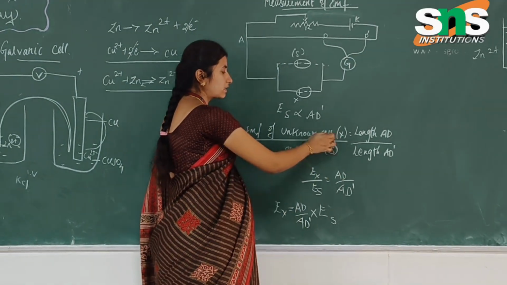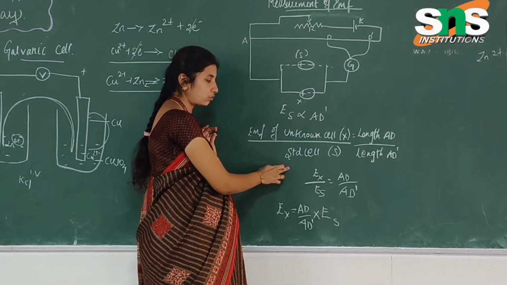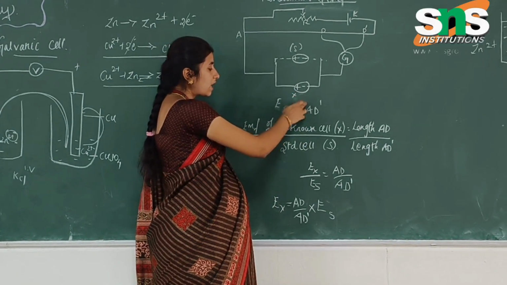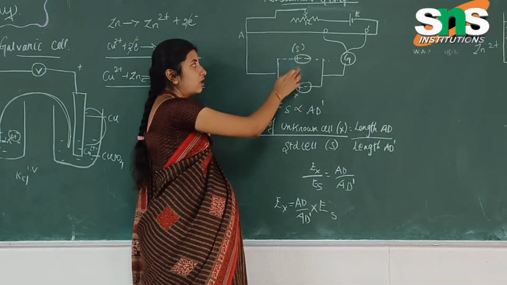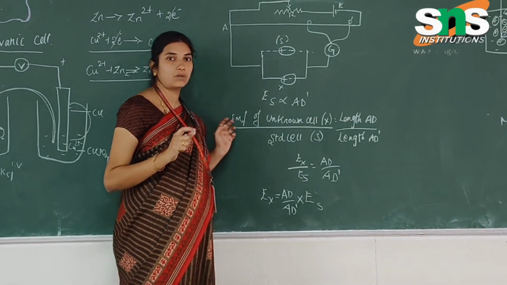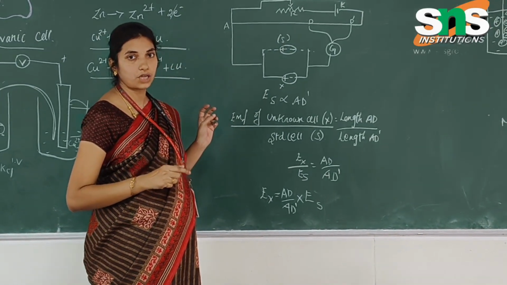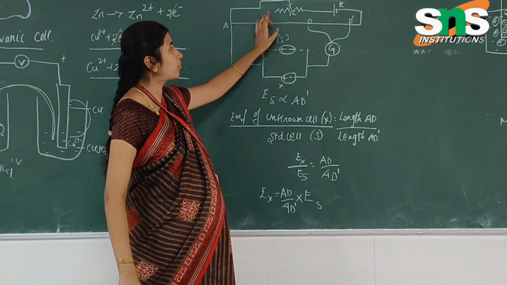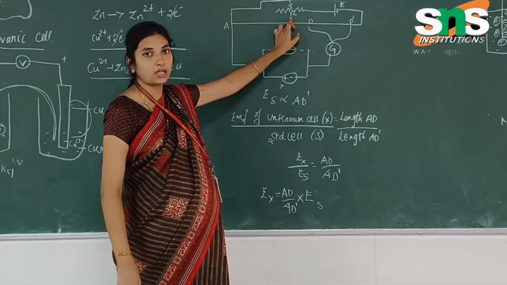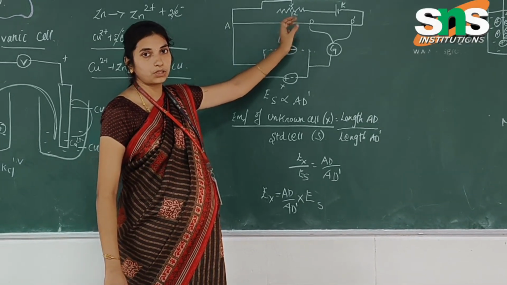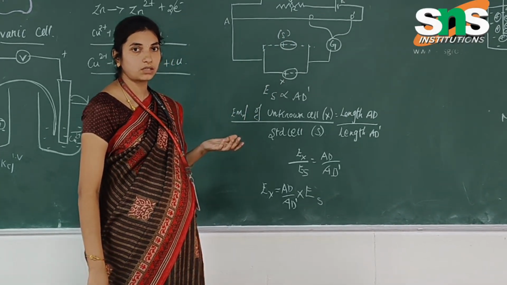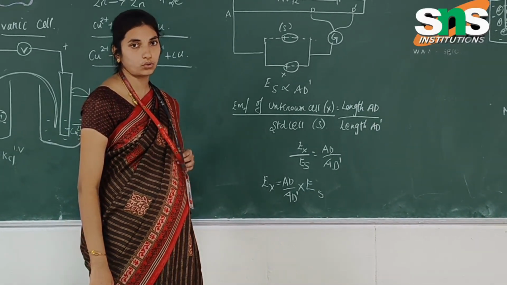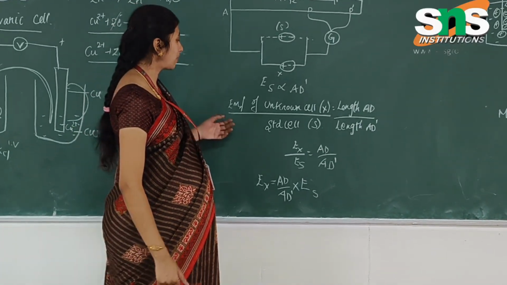Whenever we have the unknown solution and the standard solution, we denote them as EX and ES. We have to change the connections, whether the standard or unknown cell is connected, in the form of measurements. So we use a rheostat to control the current during this potential measurement, whether it is the known solution or the unknown solution.